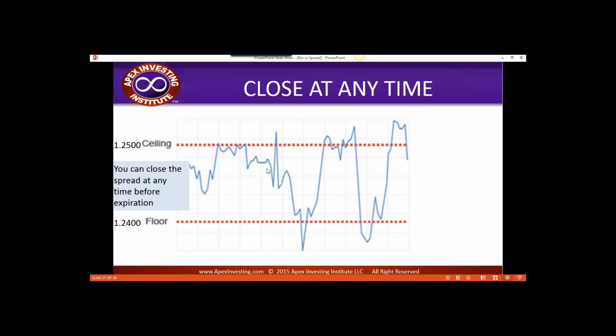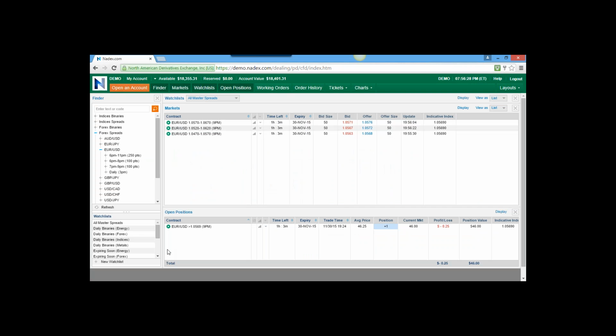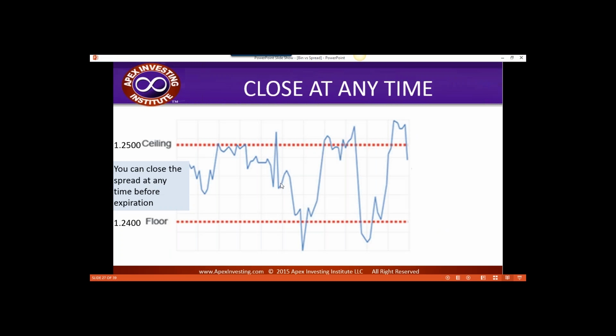Now, spreads have an expiration time, just like binaries. See here where we're looking at the Nadex platform. 6 p.m. to 11 p.m., 6 to 8, 7 to 9. There's different spreads to choose from. So they do expire. And just like with binaries, I can hold it till expiration, or I can close it at any time.